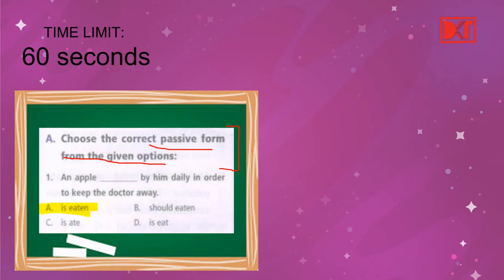Here we have this auxiliary verb and we have eaten, which is the past participle. In other options, you see B, should eaten. Now this is not the correct auxiliary verb. C, is ate, is an incorrect past participle, and in D, यहाँ पे भी past participle नहीं है.